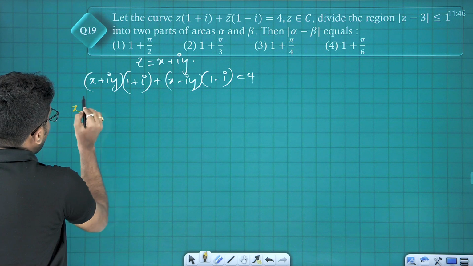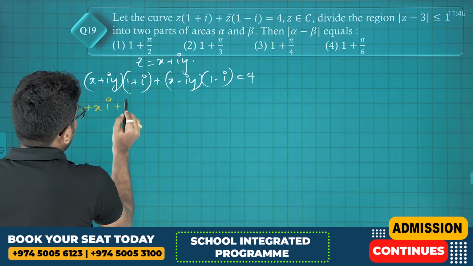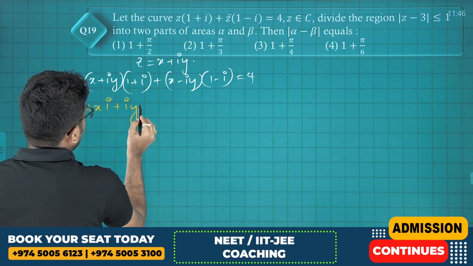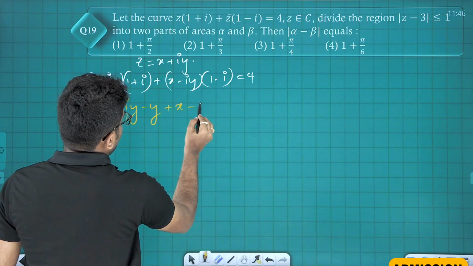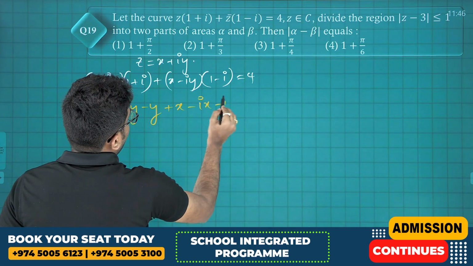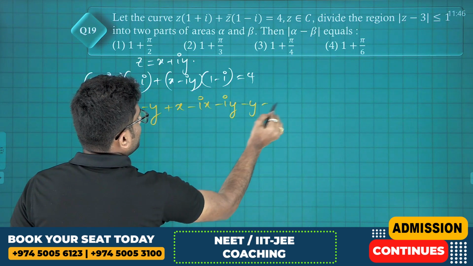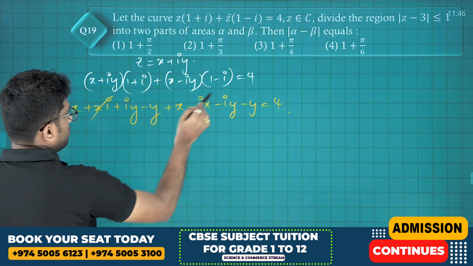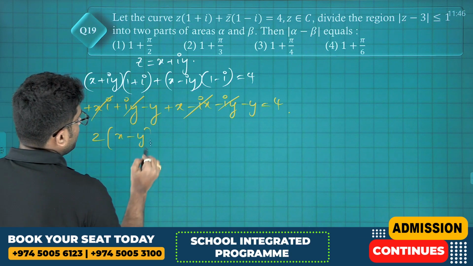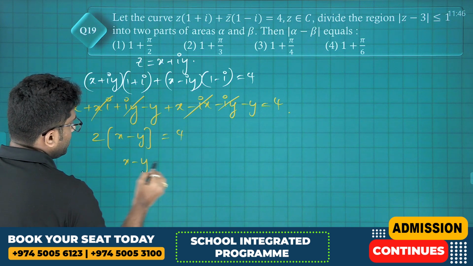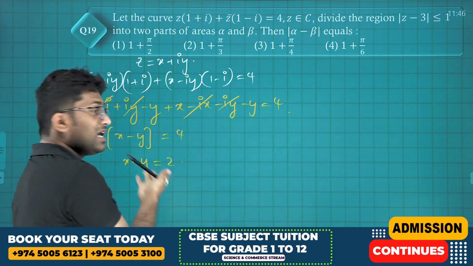x into 1, x into i, xi, iy into 1, iy into i minus y. x into 1, x into minus i, minus ix, minus iy, minus into minus plus again, but minus y, equals 4. xi minus xi, iy minus iy. So clearly it is 2 times x minus y equals 4. x minus y equals 2. So we have got x minus y equals 2, which is clearly a line, friends.